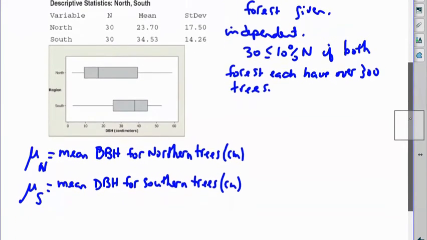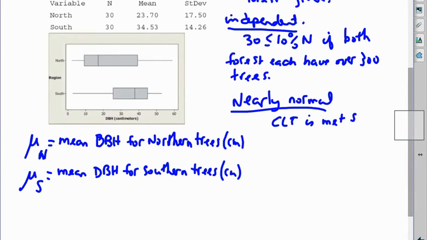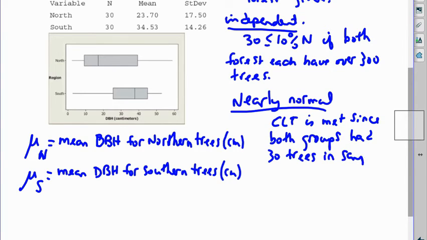And then is it nearly normal? That is met because of the CLT. CLT is met since both groups had 30 trees in the sample, and there were no outliers. That's good in our data. So that means that our conditions for inference are met.